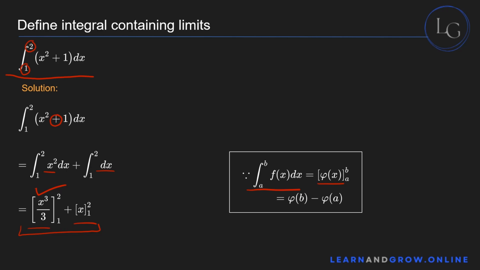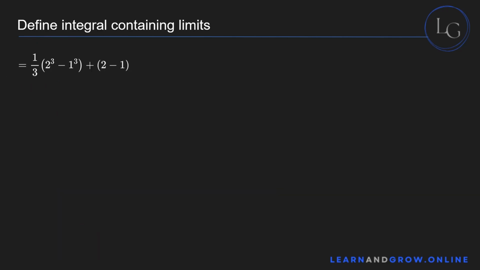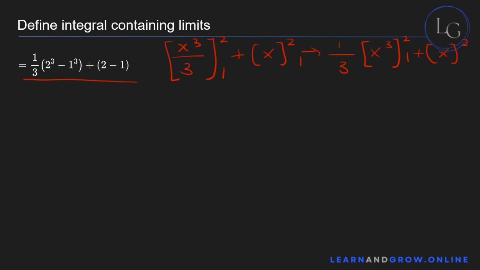And let me show you what happens here. This is what will happen. The final result was x cubed over 3, limits applied of 2 and 1, plus x with limits of 2 and 1. You can take the 3 in the denominator as common. So this turns out to be 1 over 3 x cubed. Since the 1 over 3 is a constant, you can take it outside. x cubed, 2 and 1, plus x, 2 and 1.